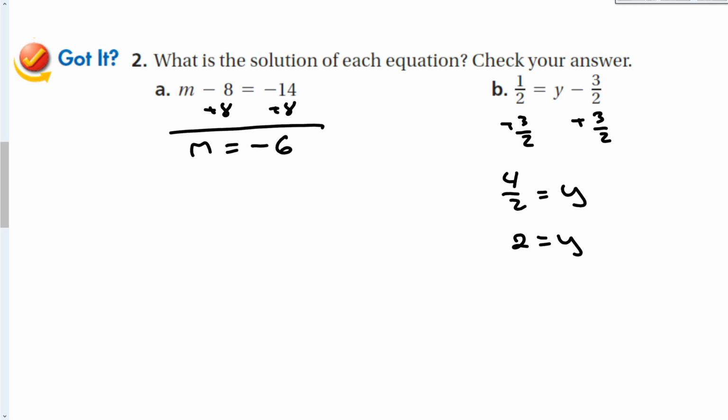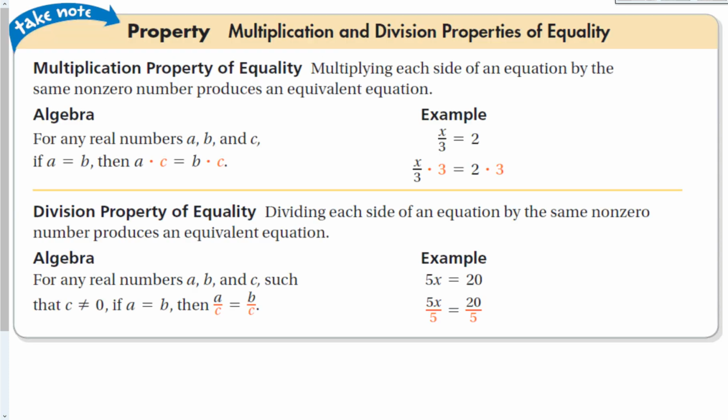Look to get the variable by itself by doing inverse operations. Inverse of addition is subtraction. Inverse of subtraction is addition. We can do the same thing with multiplication and division properties of equality. Okay? Division is the inverse of multiplication. And if we look at my properties of equality, the first one, multiplication, says multiplying each side of an equation by the same non-zero number produces the equivalent equation.